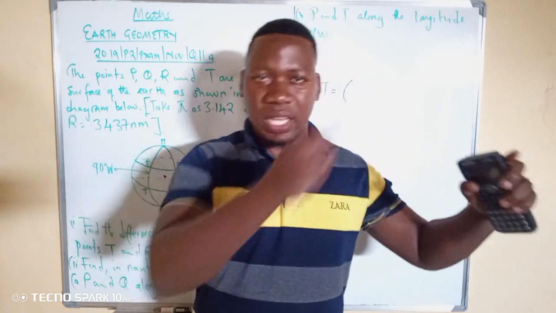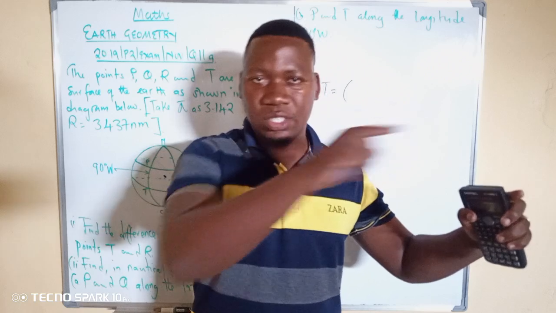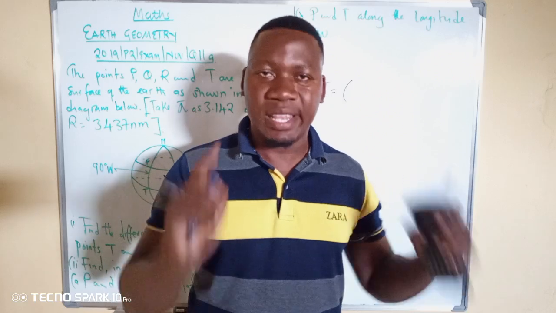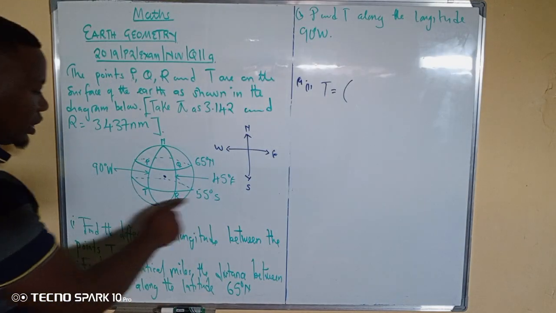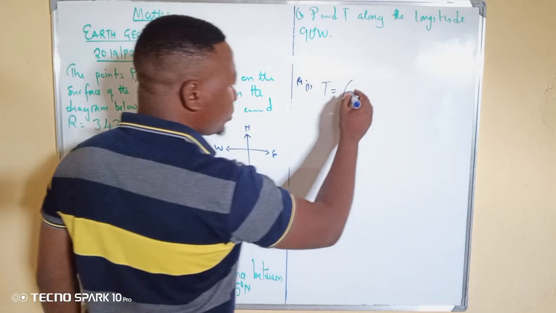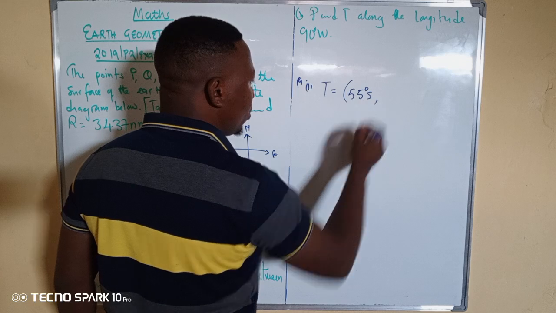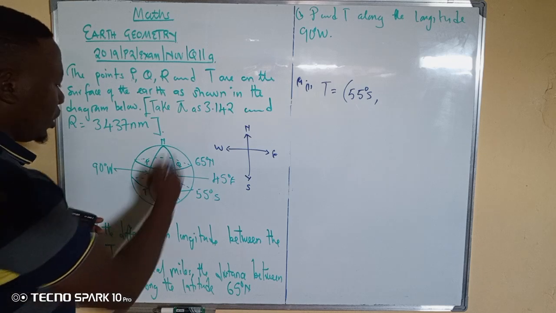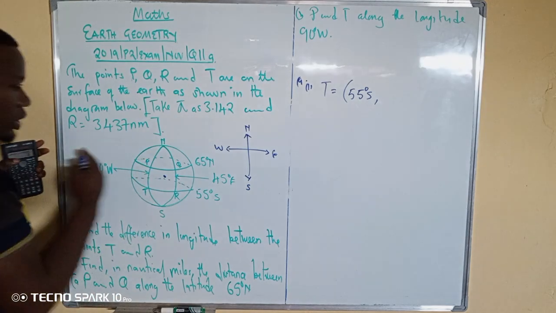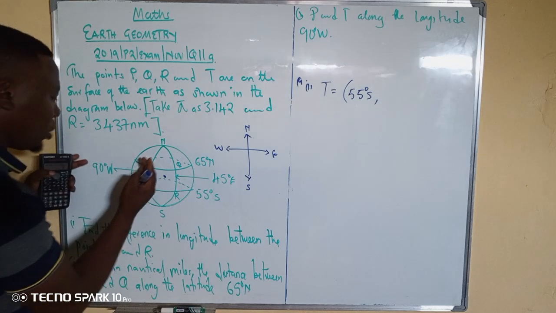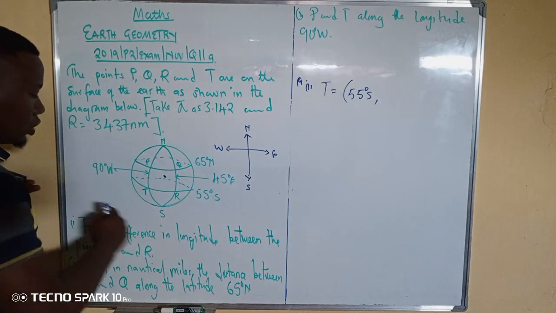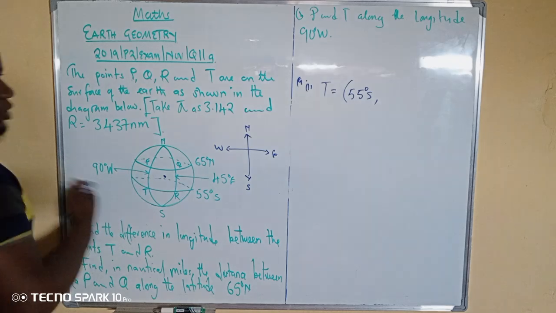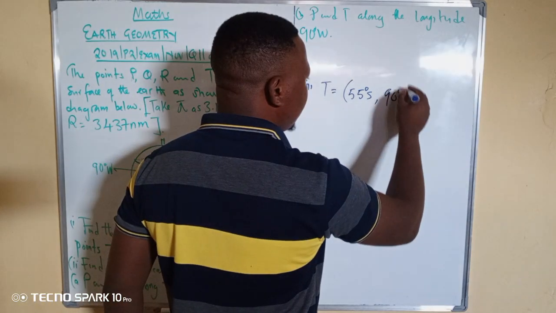The latitude is the line running from east to west. Always get the number of the latitude before you find anything. The latitude of T is 55 degrees south, so I'm going to say 55 degrees south, comma, then the longitude. After getting the latitude, you must get the longitude, which is the other direction between east and west. This T belongs to the west direction, so the longitude is 90 degrees west.